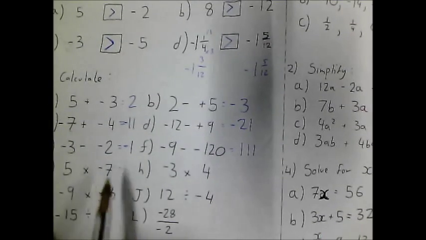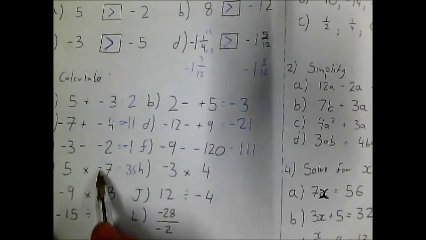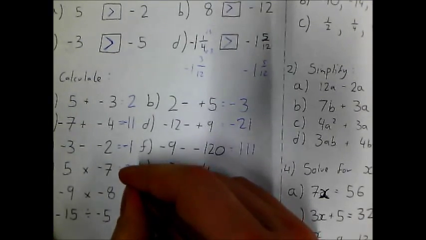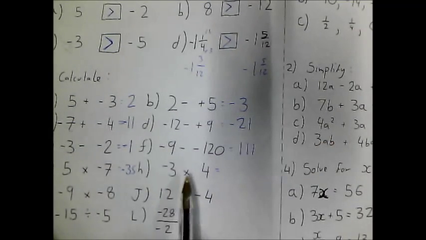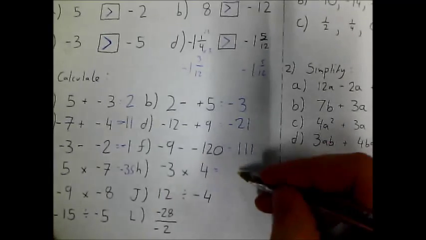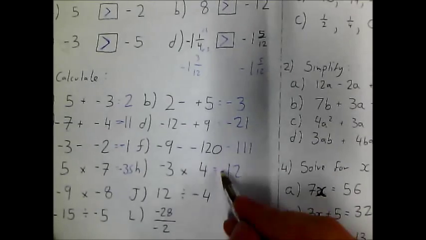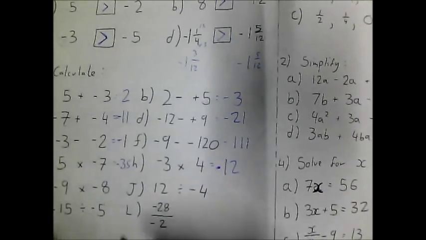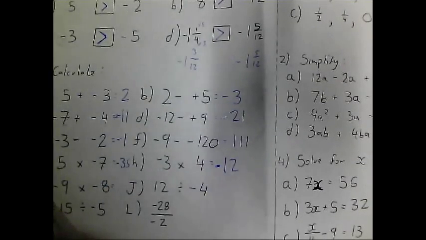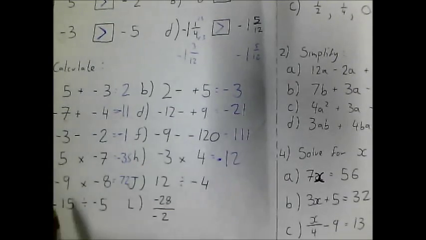Okay, G, 5 times -7. Well, 7 5s are 35. And if you multiply a negative number with a positive number, you get a negative result. So that's -35. H, -3 times 4. Well, 3 times 4 is 12. But -3 times +4 is -12. Negative multiplied by positive is a negative result. Okay, I, well, 9 times 8 is 72. A negative times a negative is a positive, so it's going to be +72.